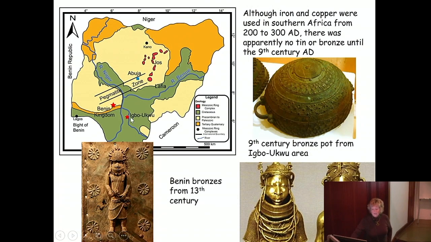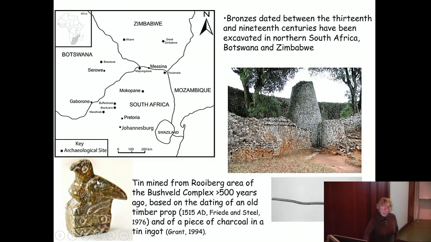And it was here in the Igbo Ukwu area that the first bronzes from the 9th century date, and we have the rather beautiful pot here, and then Benin bronzes, which are world famous for their intricacy, dating back to the 13th century.